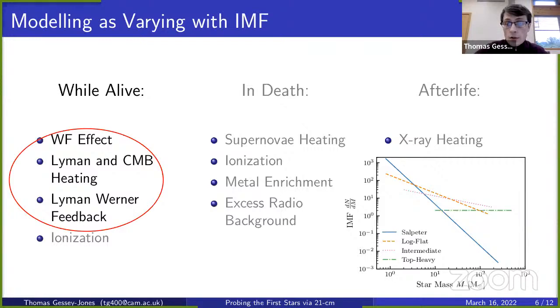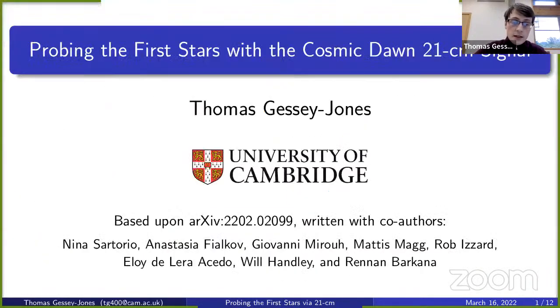Some initial results from Nina, the second author on this paper, suggest that the intermediate IMFs are more efficient at producing X-rays and so have greater X-ray heating. But I'm not sure if those results are on archive yet. So if they are, I will send a link to the Slack.